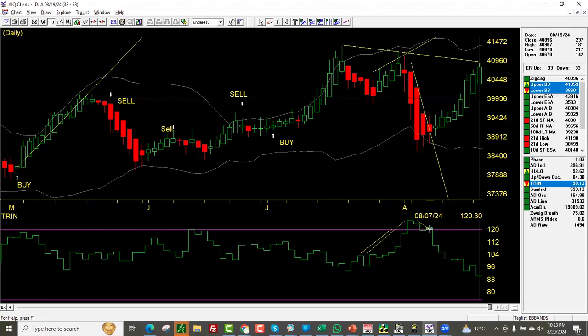With the smoothed version here, you can see some of the action that goes on, but I wanted to show you the raw version, I guess you could call it, of the TRIN itself. Let me go and bring that up for you. Before we do that, give me a second here.